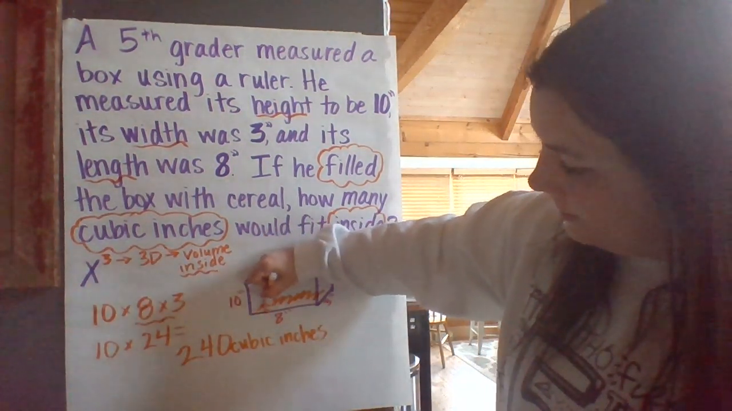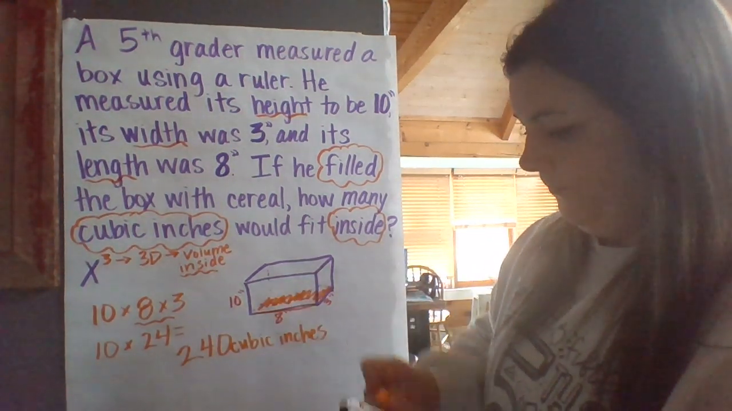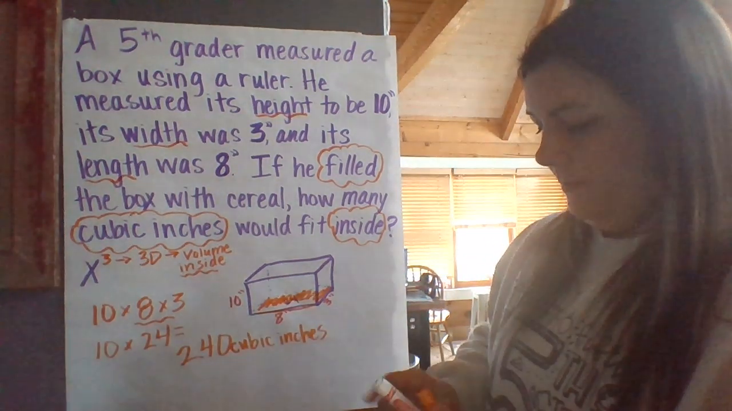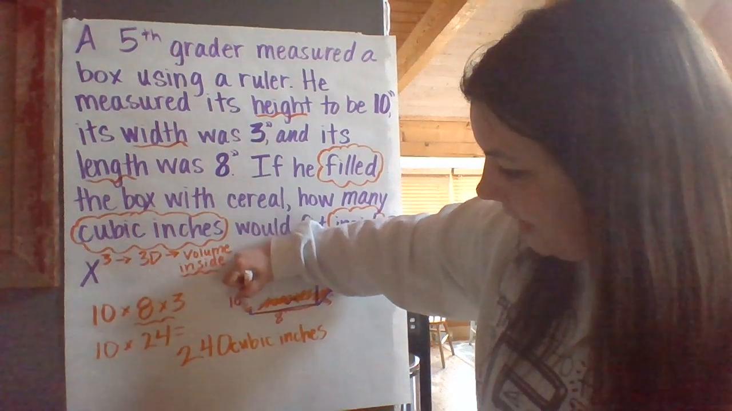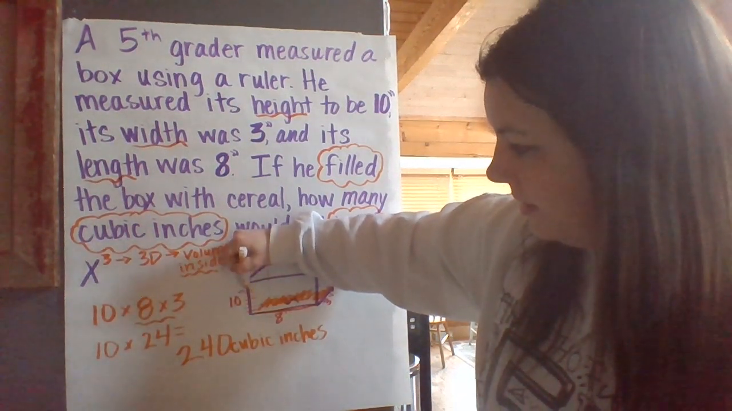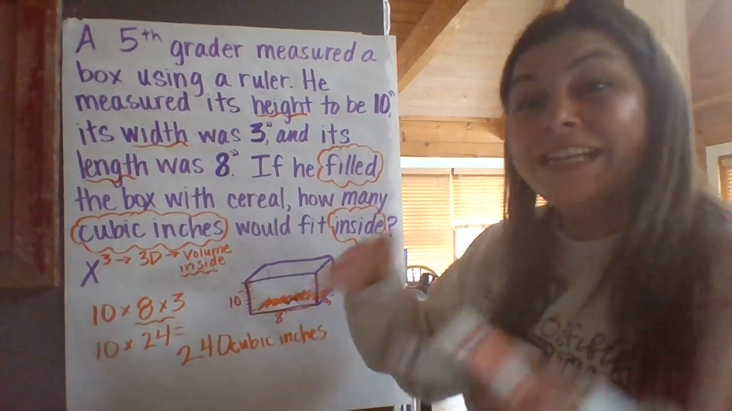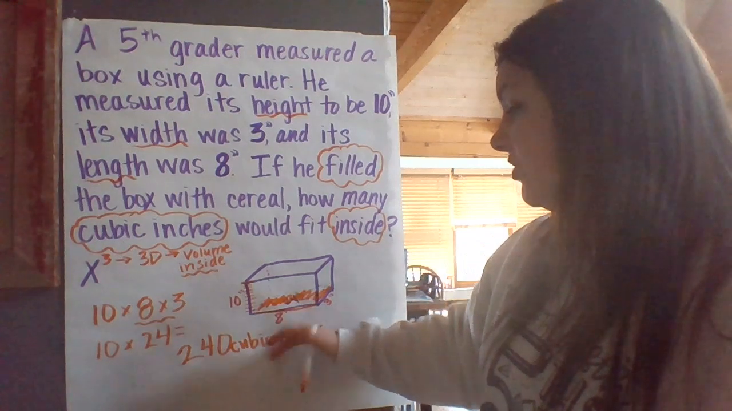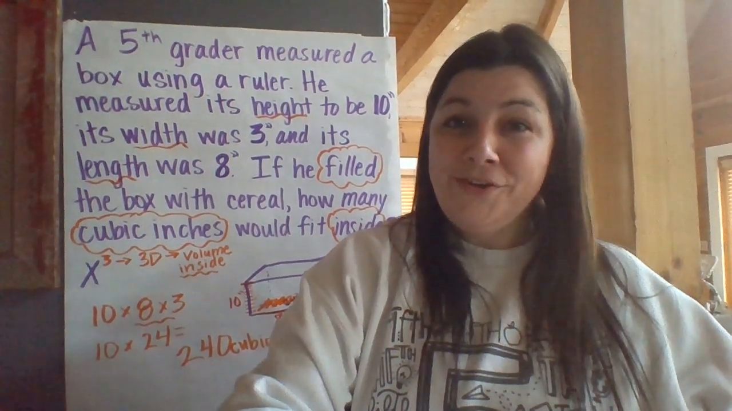So we have length times width gave us 24. That's the area of the base. And then we had 10 layers of that. 24, 24, 24, 24, 24, 10 times. So we get 240 cubic inches of cereal. I hope that's cereal you like, because that is a lot of cereal.